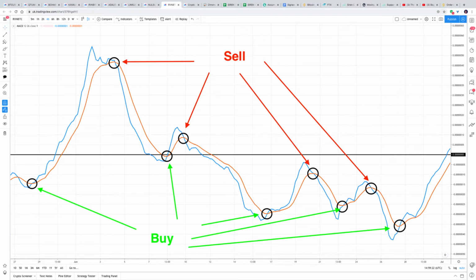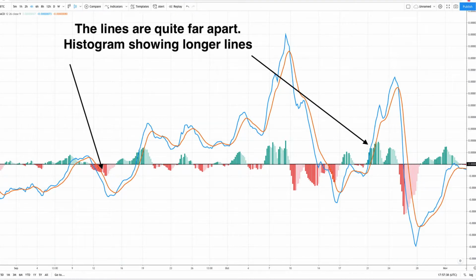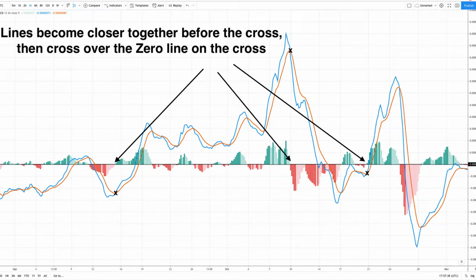On top of that, we have what's called the histogram. The histogram shows how far these lines are to crossing over and will look fairly similar to this example when part of the MACD oscillator. When the MACD and signal lines are quite far apart, you can see that the histogram bars or lines are fairly long and they get shorter and shorter until we get the cross. Once the MACD and signal lines come together and cross up and over or down below, the histogram bars or lines move over the zero line, indicating a potential increase or decrease in price.